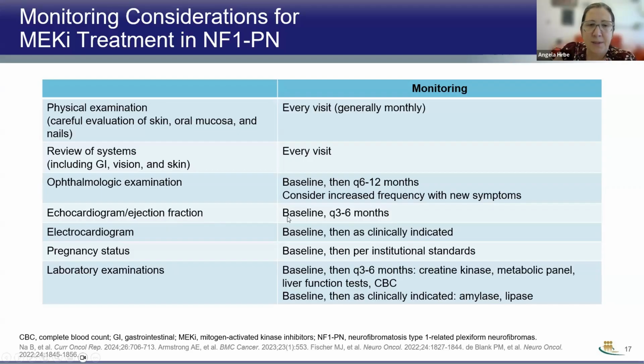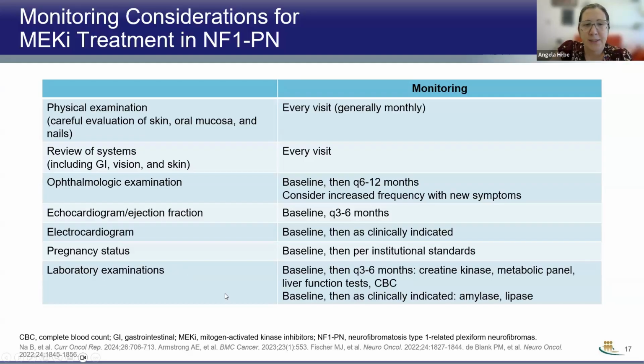An echocardiogram should be done at baseline and then every 3 to 6 months. There have been decreases in ejection fraction reported in all of the studies with MEK inhibitors, and so that's why it's very important to monitor this throughout therapy. An electrocardiogram or EKG should be done at baseline and then as clinically indicated. Again, pregnancy status: these medications would not be recommended during pregnancy, so it's important to have a pregnancy test in a woman of childbearing age at baseline, and then per institutional standards.